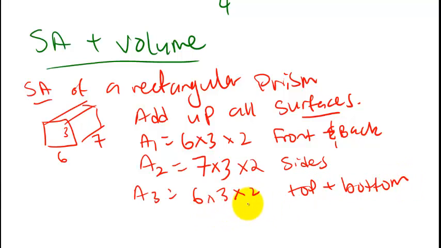Why am I timesing it by 2? Because it's for your top and your bottom. Okay, so there's only two things that are big. Yeah, okay, now that makes sense.